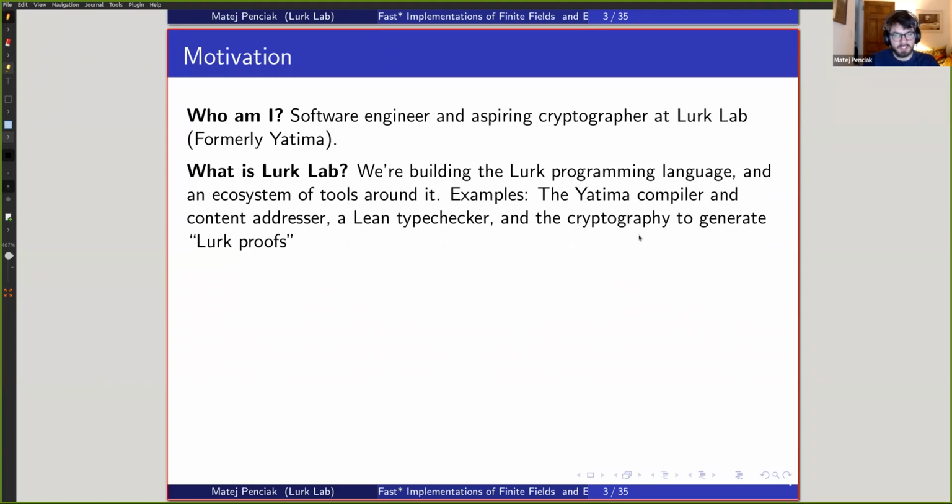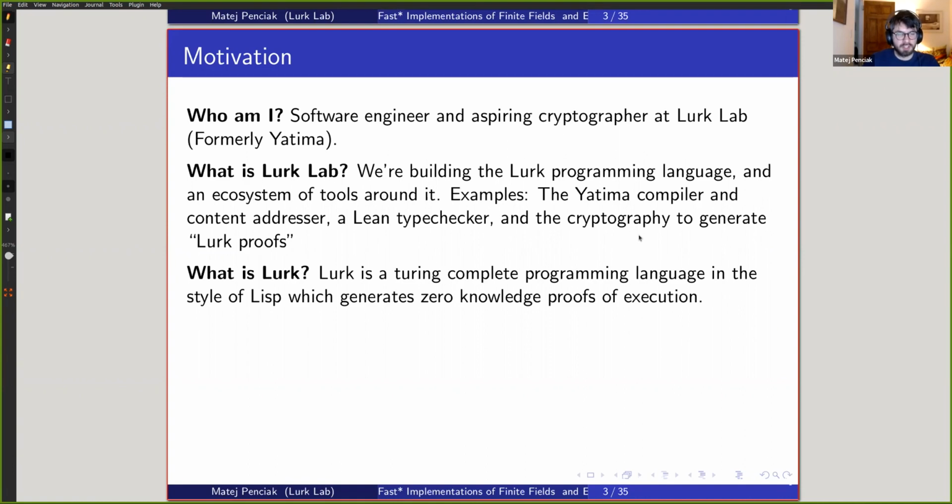And we obviously have been building a lot of this cryptography surrounding zero knowledge proofs so that we can start generating Lurk proofs of execution. So I've been saying a lot of these words like zero knowledge proofs, proofs of execution, etc. So what is Lurk? So Lurk is a Lisp-like language.